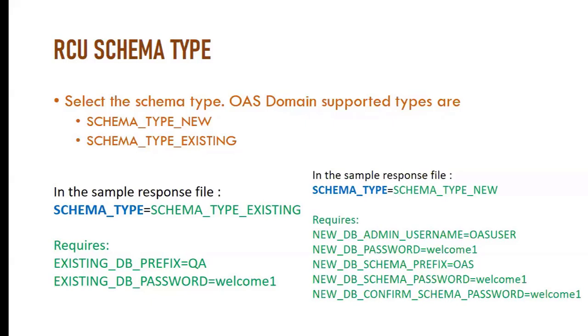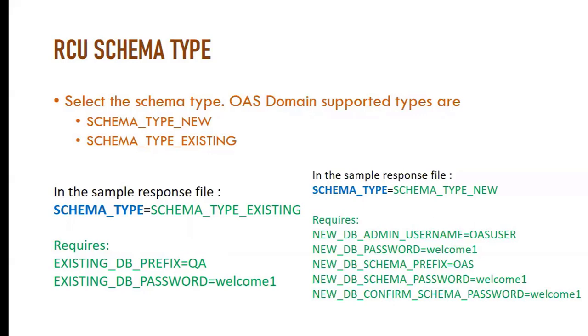If you are using the existing option, you can see the left side options where you need to enter the prefix and the database password. On the right side, you can see the example for newly creating the RCU using the configuration assistant wizard.